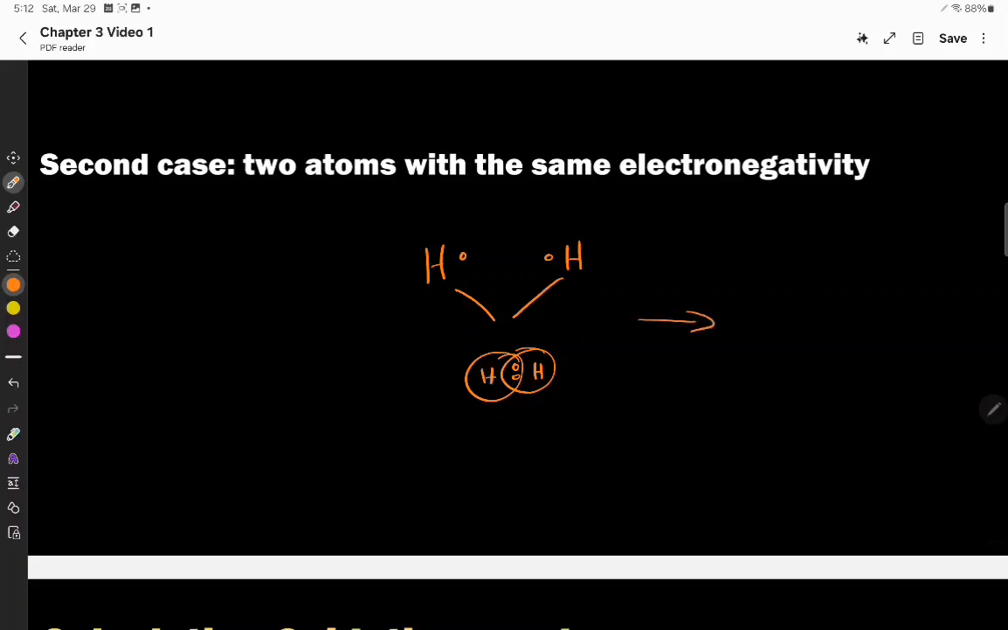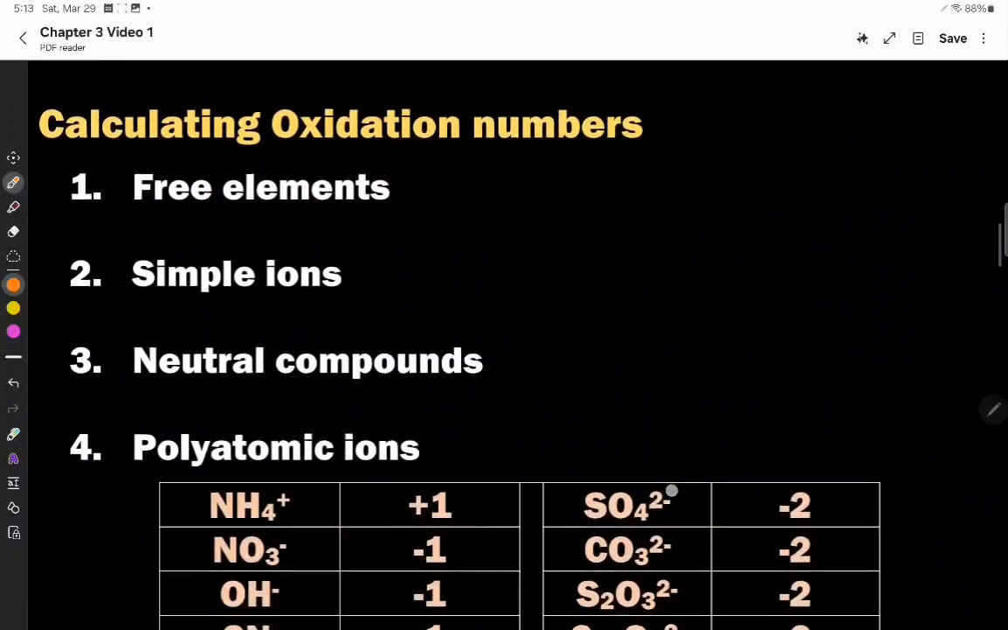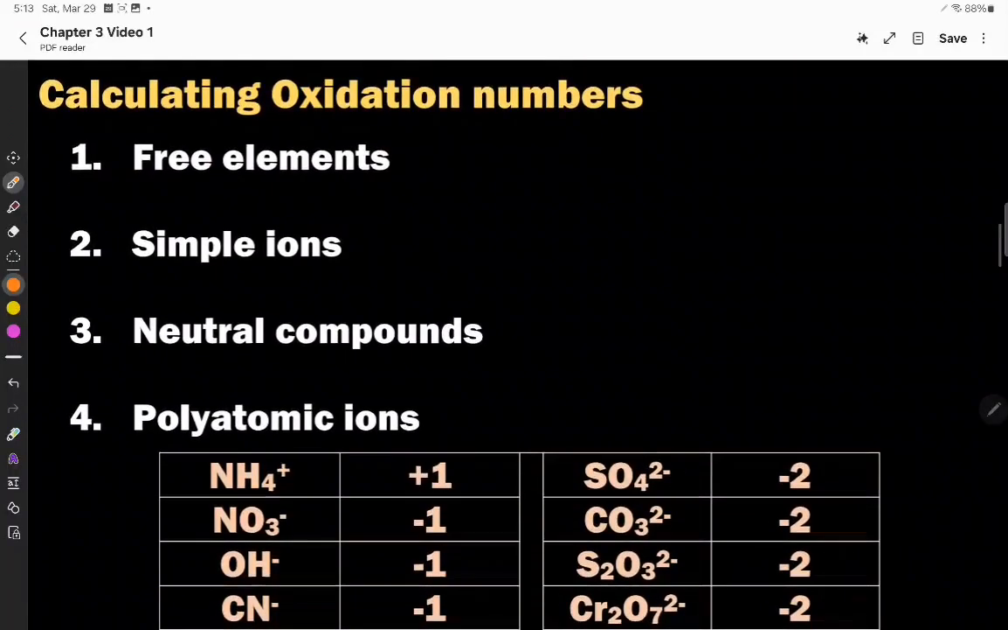So the oxidation number of elements which have the same electronegativity will be 0, because the electrons will not be attracted to either one of them. In this case, if you have Cl2, Br2, F2, N2, I2, all of these diatomic molecules, the oxidation number of them is 0 because they have the same electronegativity. Let's see how to calculate the oxidation numbers in compounds.